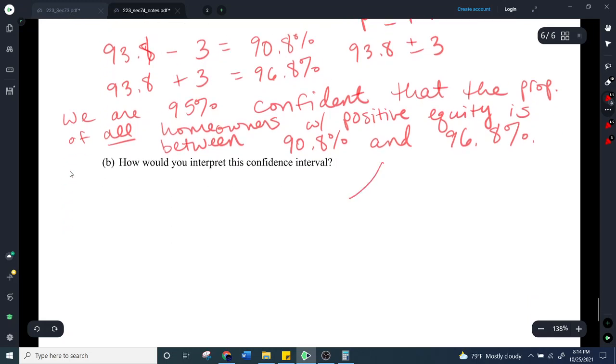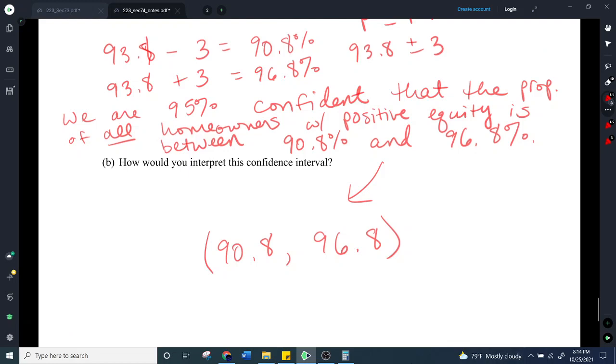I think I actually answered it. That's your interpretation. But the confidence interval notation-wise, we might write this using parentheses. So we might say 90.8 is my lower bound and 96.8% is my upper bound. So the big takeaway here I want you to remember is that we use these confidence intervals to estimate a population proportion. So we think the population proportion of all homeowners with positive equity is somewhere between this 90.8 and this 96.8% number.